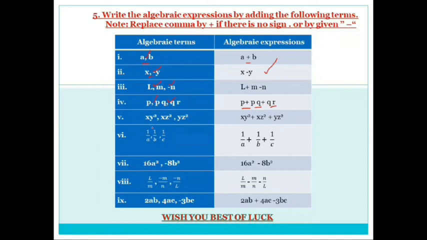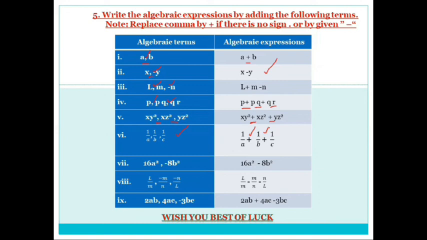And in the same way, here is the comma. I will replace the comma by plus. Right here plus, and also here plus. And in this sum number 6, we have to write only plus because there's no sign. Understood? There is the plus. I write 1 over a plus 1 over b plus 1 over c.